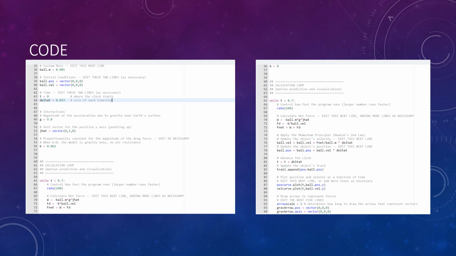So this is my code. I have two sets of code for this. One is for a drag coefficient of 0. The other is our calculated drag force, which is found to be b equals 0.062.